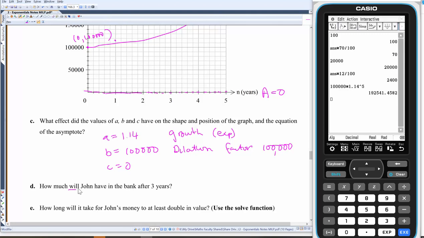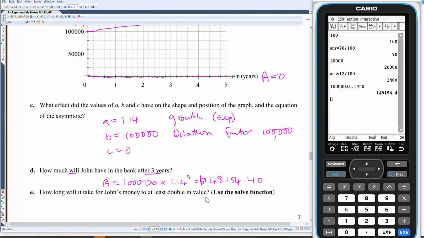All right, how much will John have in the bank after 3 years? So we'll go over to the calc, and there it is. So A equals 100,000 multiplied by 1.14 to the power of 3 equals 148,154.40. How long will it take for John's money to at least double in value?